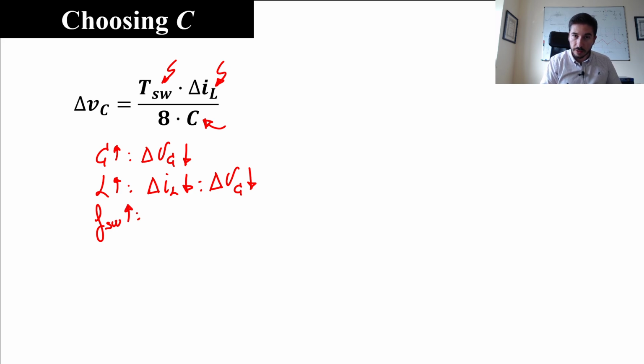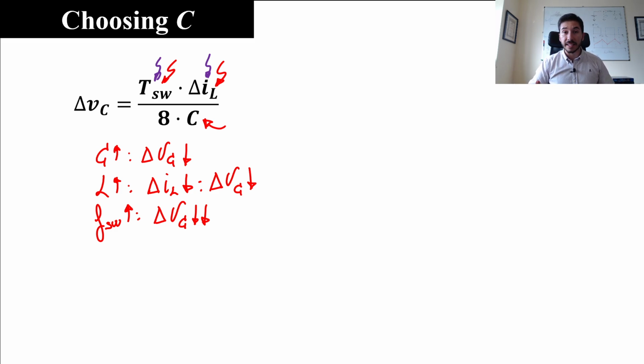So the result is that the output voltage ripple falls a lot. Why? Because if we increase the switching frequency, we reduce the period. So we reduce the output voltage ripple. But we also reduce the current ripple, as we saw in the previous video. So that's why we reduce the output voltage ripple a lot if we increase the switching frequency.